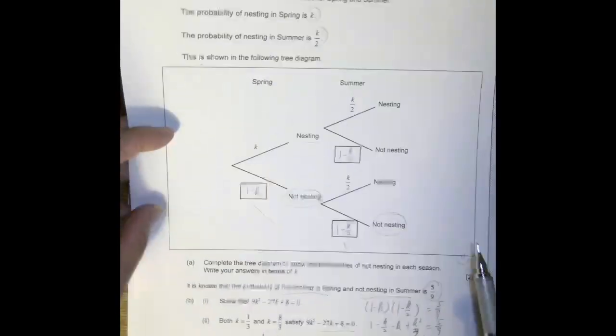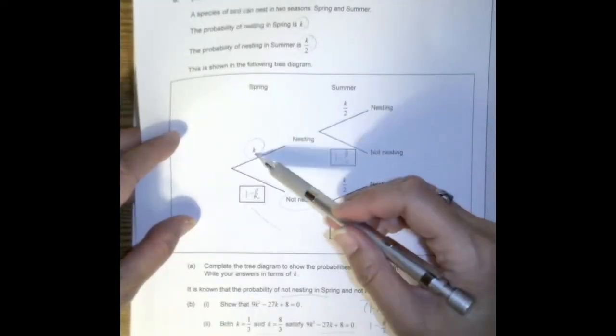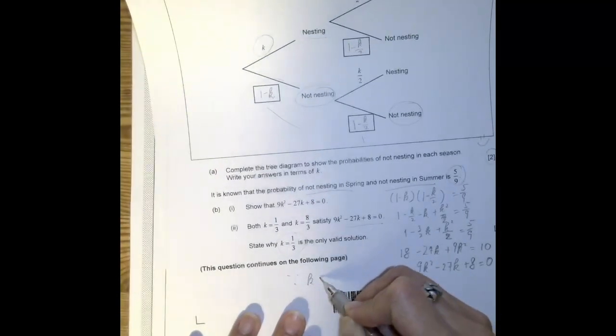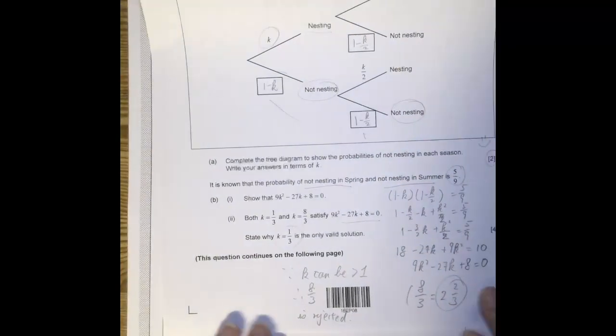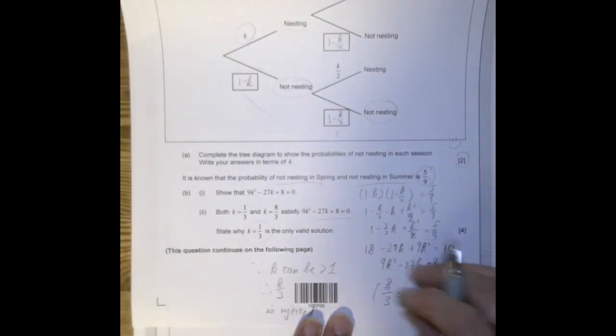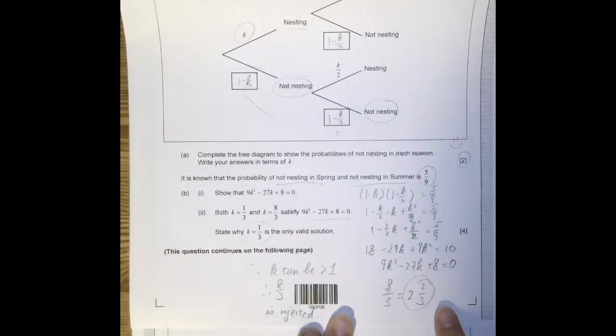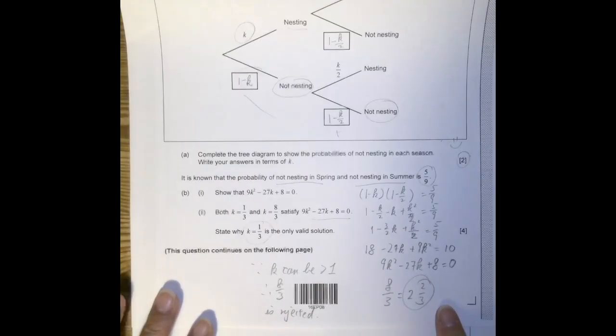Then we have to look back into our probability. K is one of the probabilities there, and because k is a probability, k cannot be bigger than 1. Therefore, 8 over 3 is rejected, because 8 over 3 is actually 2 and 2 over 3, bigger than 1. A probability cannot be bigger than 1. So remember, if you get any probability larger than 1, something is wrong. And this wraps up our 6 point.